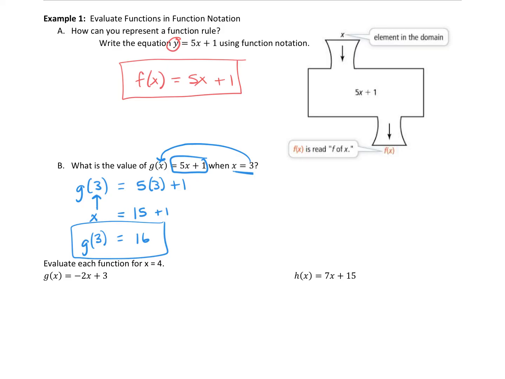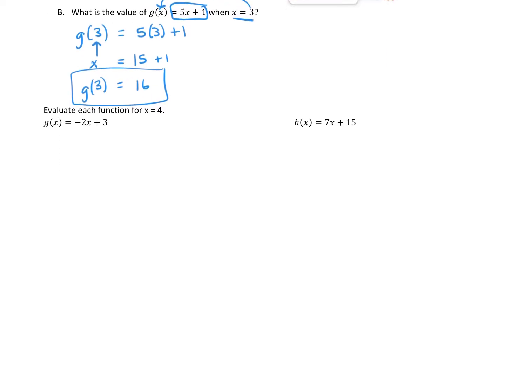Okay, so let's keep working on evaluating functions for different values. Here we have g of x equals negative 2x plus 3, and we want to evaluate that for x equals 4. Essentially what they're asking is, what is g of 4? They could have just said, evaluate g of 4. What that means is we take our function rule, negative 2x plus 3, and we replace the x with a 4, because that's telling us what our x value is. So negative 2 times 4 plus 3.